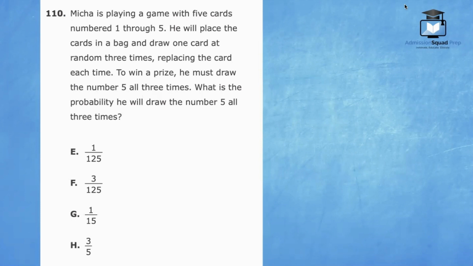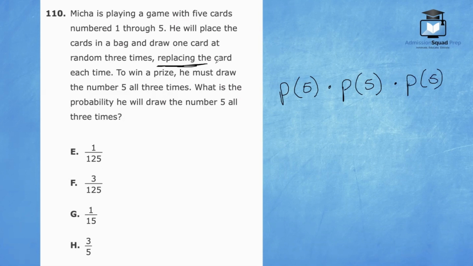We can use the counting principle to solve this problem. That tells us that we can simply multiply the probability of success for each of the events. So the probability of getting a 5 times the probability of getting a 5 again times the probability of getting a 5 again. And remember, this one is with replacement. The card is being replaced. So that means the probability will stay the same every single time.